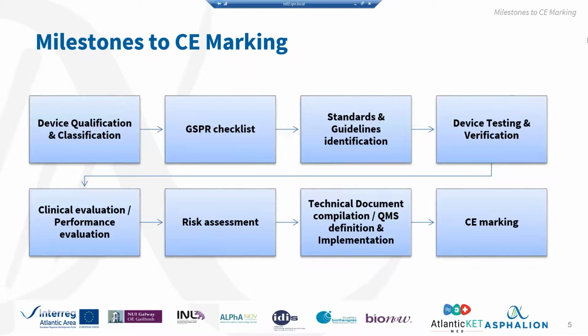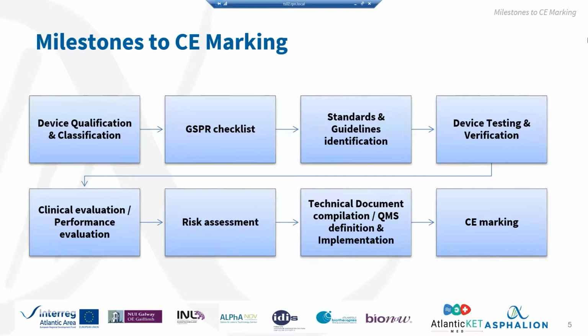Once you identify that your device is indeed a medical device, you should go to the general safety and performance requirements checklist. That means you've got to go to Annex 1 of the Medical Devices Regulation or In Vitro Diagnostic Regulation and determine which requirements are applicable to your device. Here in this Annex 1, you have all the information.